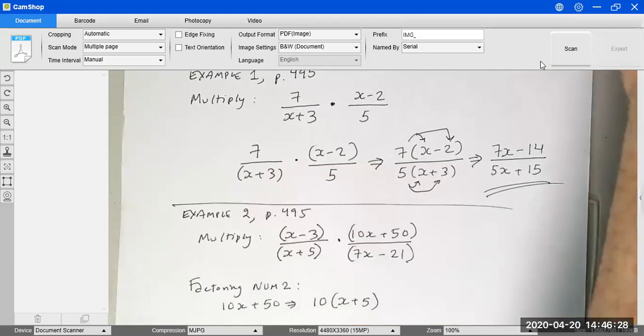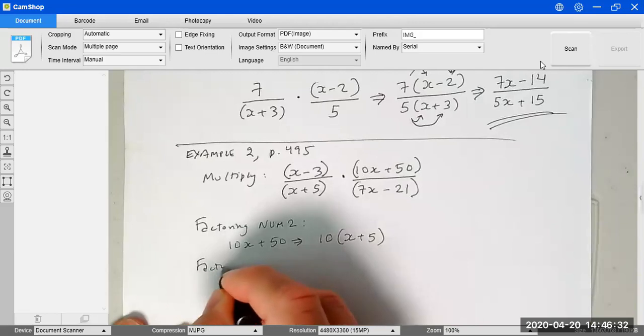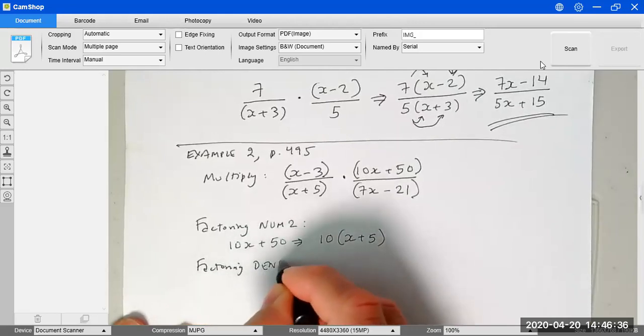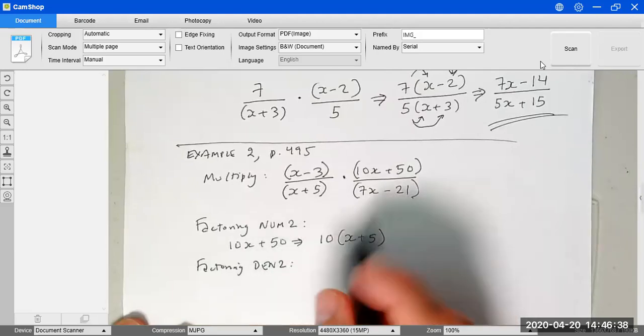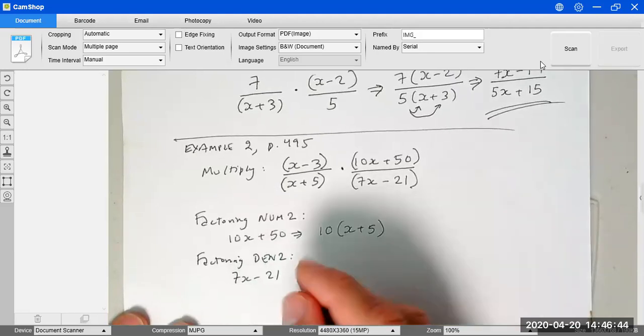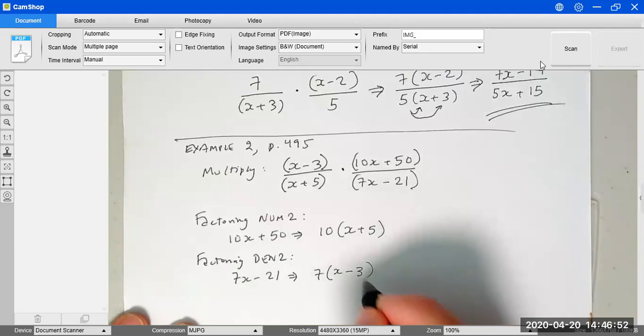Then I'm going to do factoring of the second denominator too, which is this one. So it's 7x minus 21. So what is the greatest common factor? The greatest common factor is just 7, and 7 multiplies x minus 3.